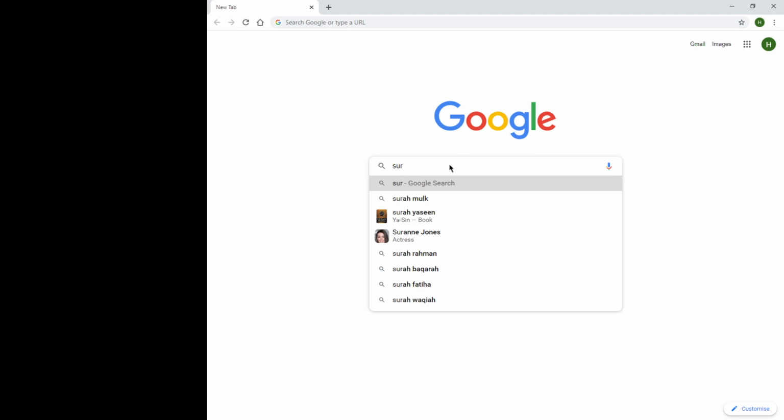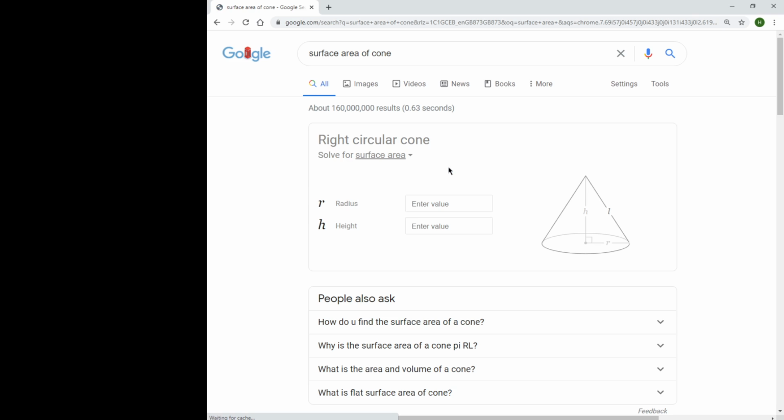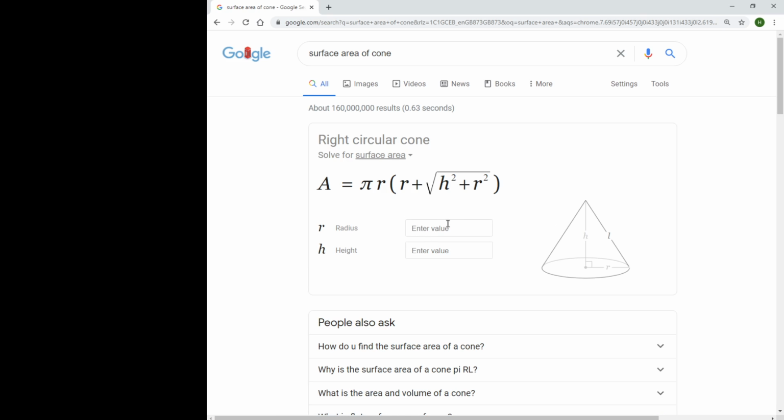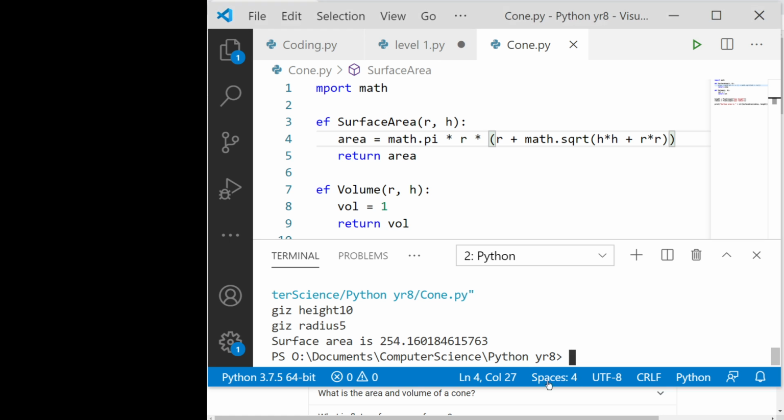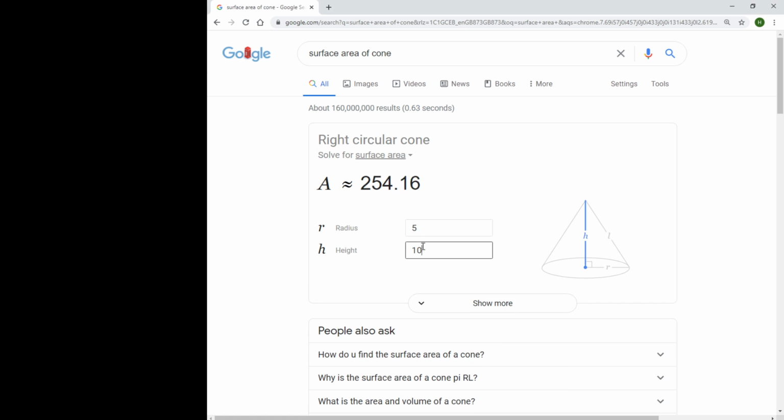surface area of cone calculator. I bet there is. There'll be online calculators for this. Right, so I'm going to check. With my one, I said height 10, radius 5. So let's just get this to check for me. Radius 5, height 10: 254.16. So it did work. You've always got to verify things.